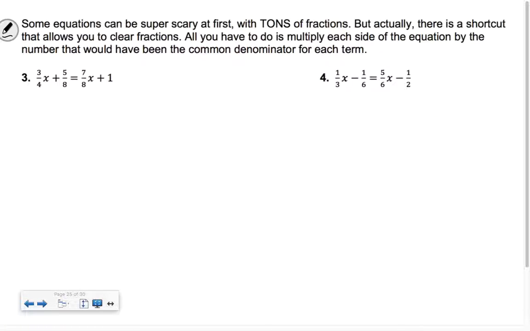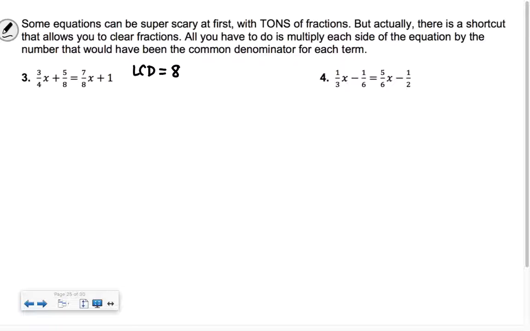Looking at all of the denominators in this first problem, we have 4, 8, 8. If I was going to change all of my fractions so they had the same denominator, what would that denominator be? 8. It would be 8, exactly. So the least common denominator, LCD, is 8.